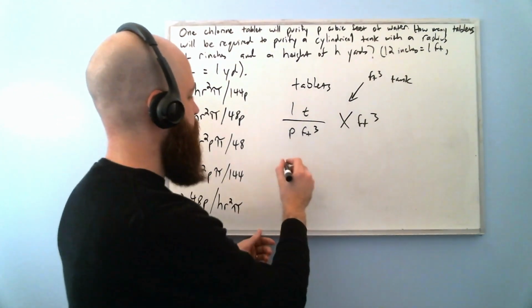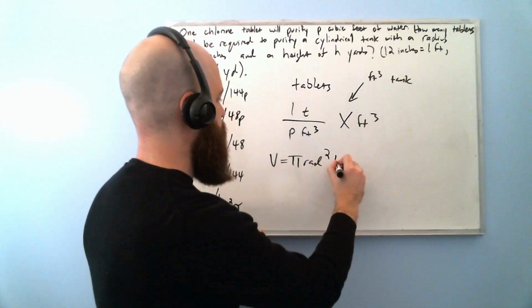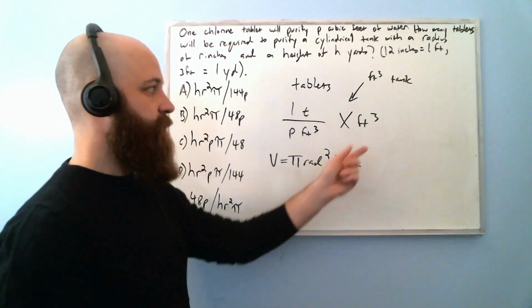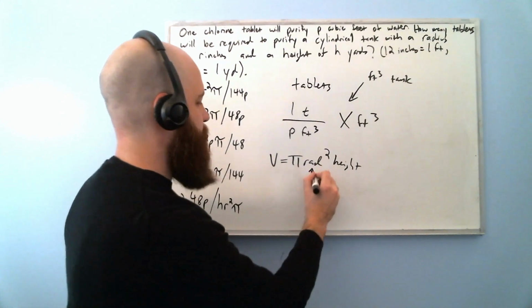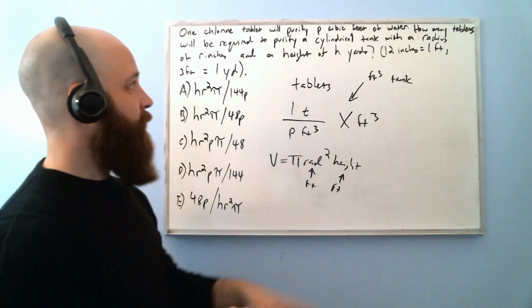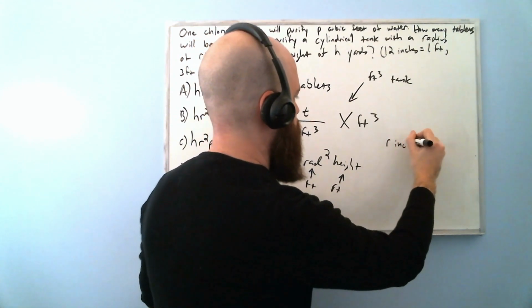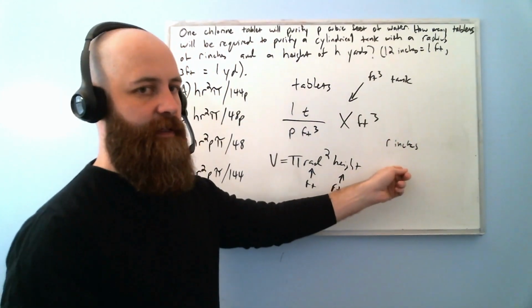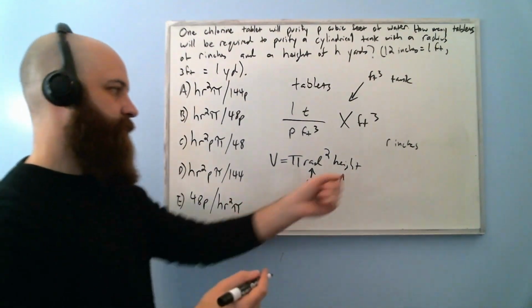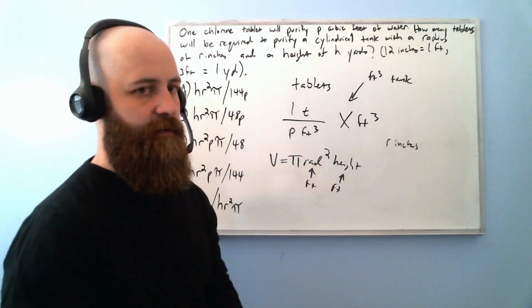Well, it's a cylindrical tank, so the volume of a cylinder is equal to pi times the radius squared times the height. Now I want this volume in feet cubed. So I want to make sure that I have the radius in feet and I have the height in feet so that I end up with feet cubed. So what is the radius? Well, the radius is r inches. So I need that to be in feet though, right? Notice my answers are all in terms of r, so I can't plug in a number, I just have to plug in r. But if I just plugged in r, it would be in inches. So I want to convert inches to feet.